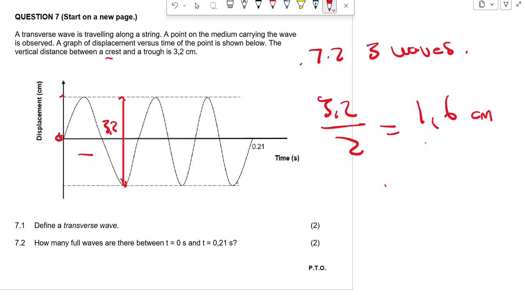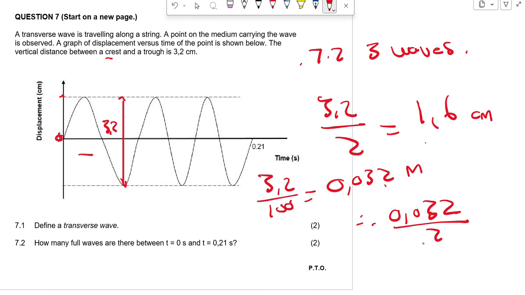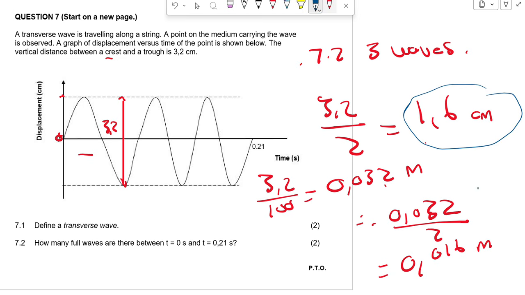Okay? Or you can start by converting: 3,2 divided by 100. So it can be 0.032, right? Okay, I think so if I'm not mistaken. And then meter. And then what is half of this? Therefore 0,032 divided by 2. You will get 0,016 meter. So either you write this as your answer or you write this as your answer. Okay? So thank you. Let's move.